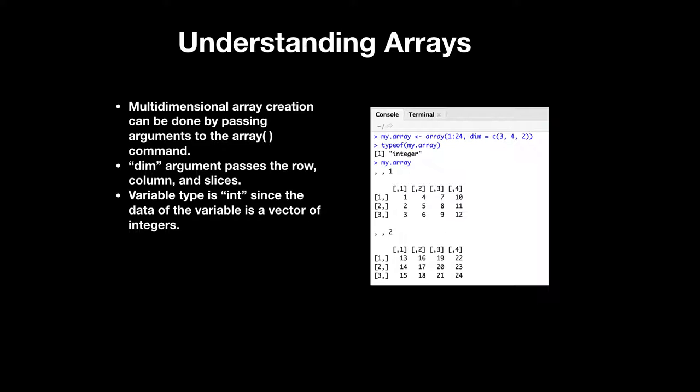So multidimensional arrays can be created by passing arguments to the array command. The dim argument passes the row, column, and the slices. The variable type here is int or integer, since the data of the variable is a vector of integers.